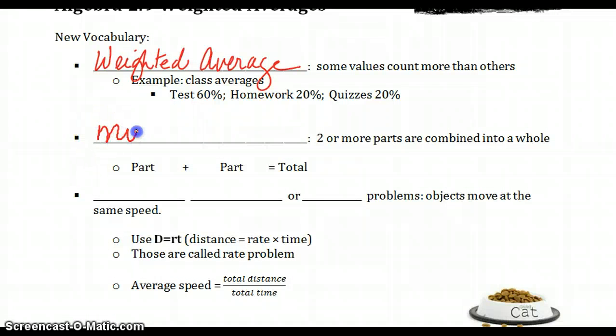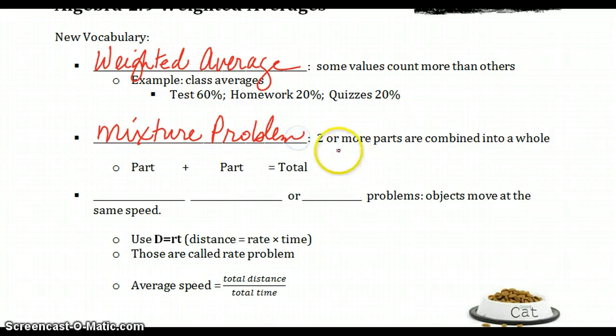All right, a mixture problem, often found in chemistry. A mixture problem is when you have two or more parts that are combined to make a whole. In other words, you've mixed two things together. You have part plus part equals a total.